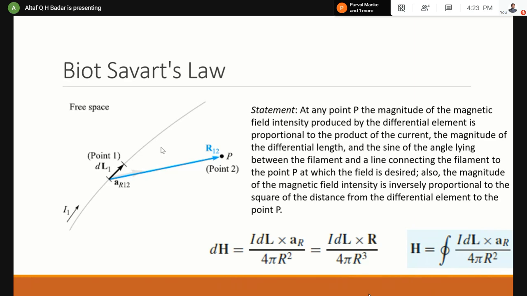In Biot-Savart law, you need to understand what stands for what. Right? The magnetic field intensity H produced by the differential element is proportional to the product of the current given by I, the magnitude of differential length, that is dl, and the sine. Why we are talking about sine is because we have got a cross product. So when we expand the cross product, we have got a sine of the angle lying between the filament, which we can see in the figure itself, and the line connecting the filament and the point at which the field is desired or where we are finding the field.